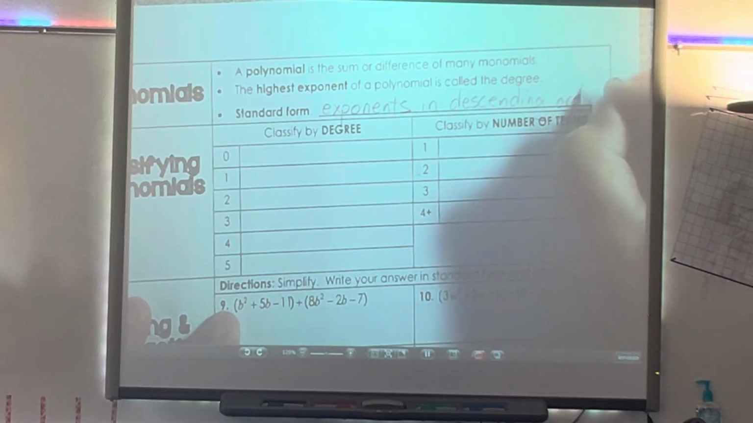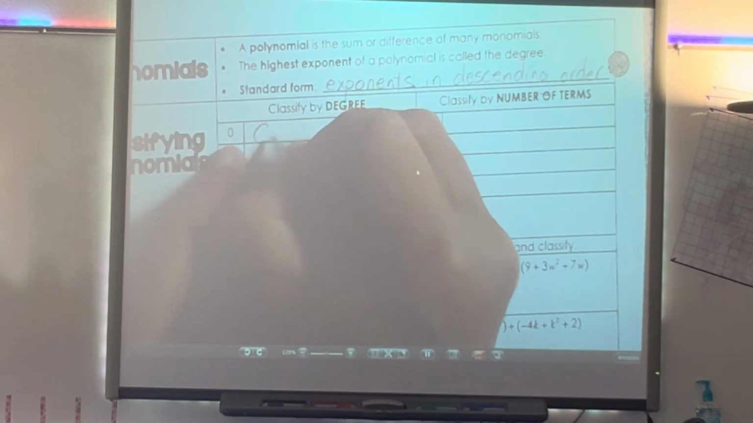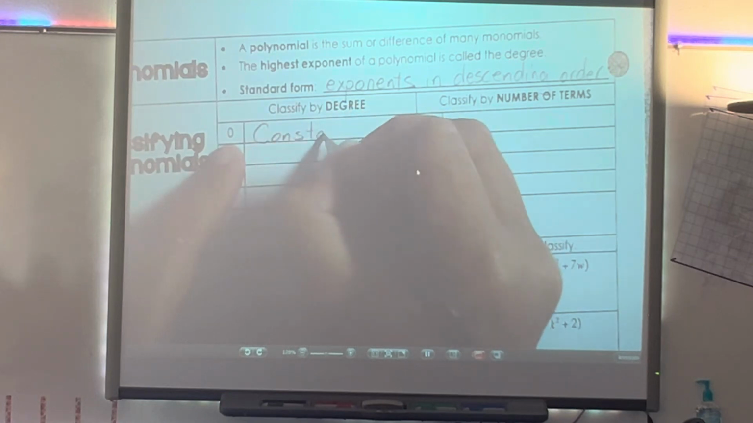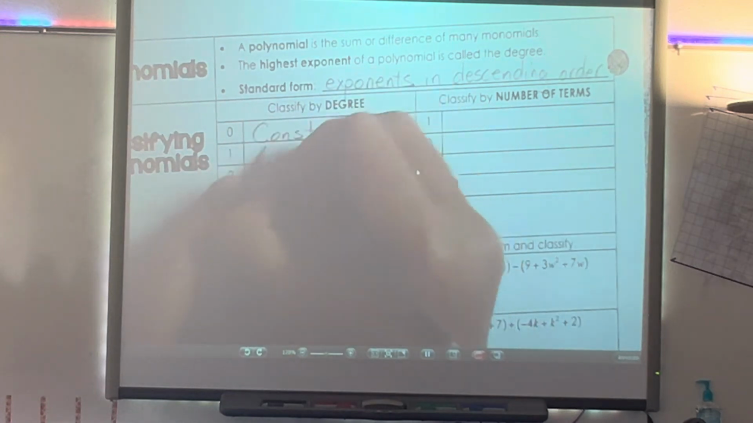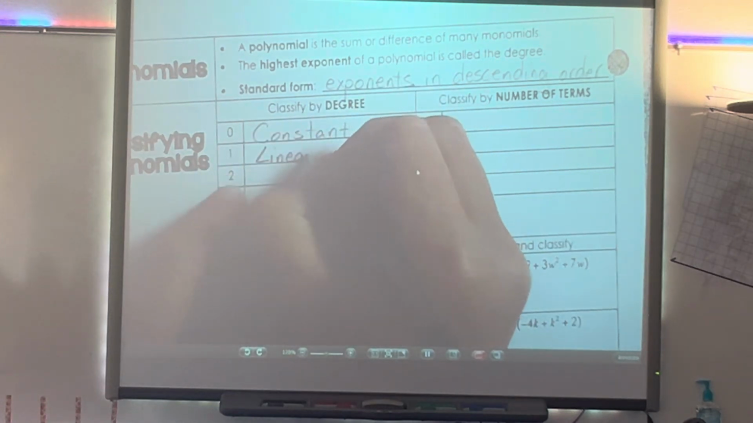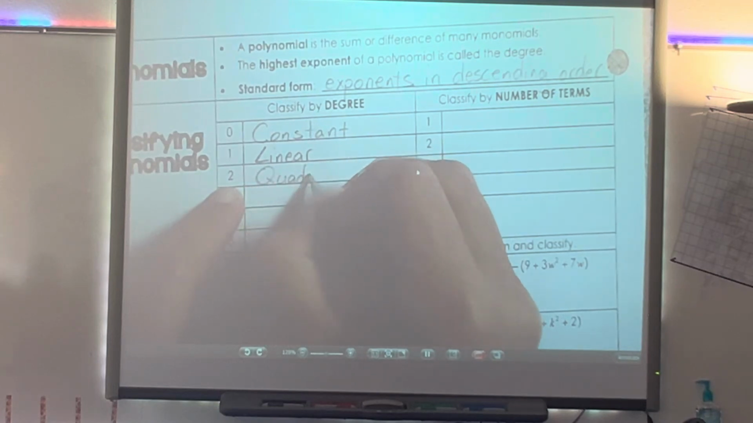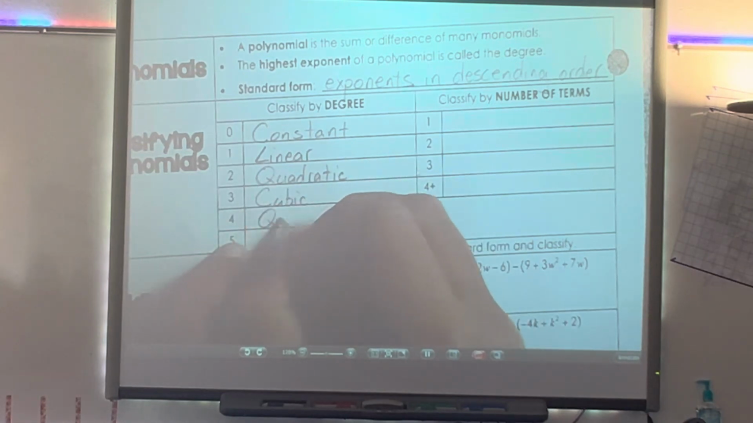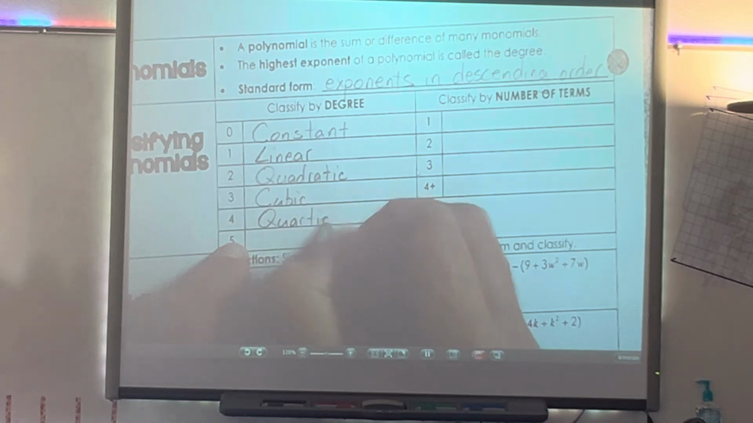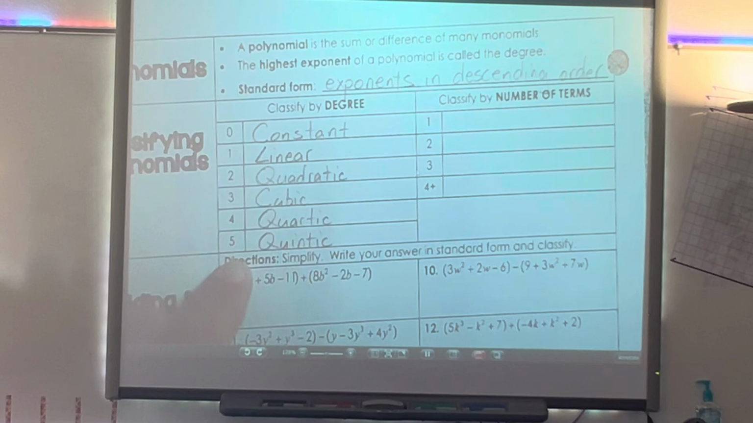I'm just gonna kind of fill this table out pretty quick for y'all. So if we have a 0 power, that's your numerical value. It's called a constant. If we have the first power, it would form a linear graph. If it was x squared, it would be quadratic. If it was x to the third, it would be cubic. X to the fourth would be quartic. X to the fifth would be quintic. Everybody should be comfortable with those.